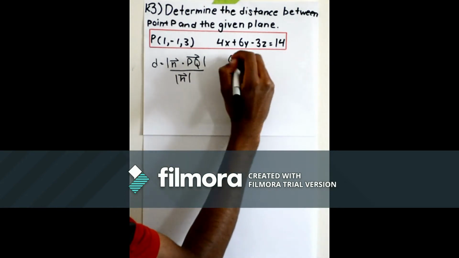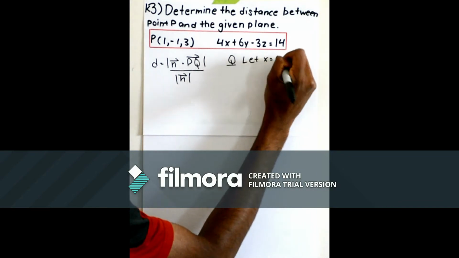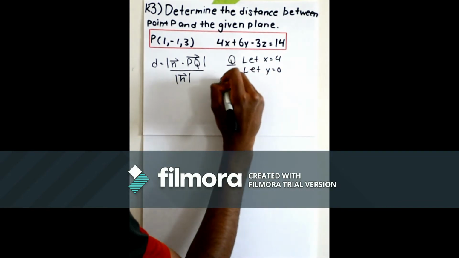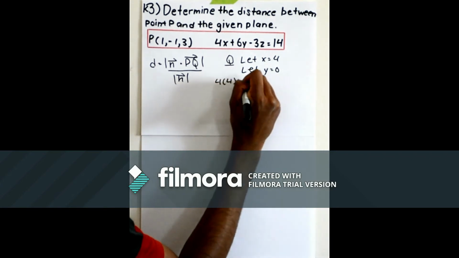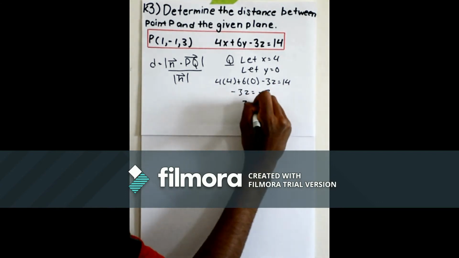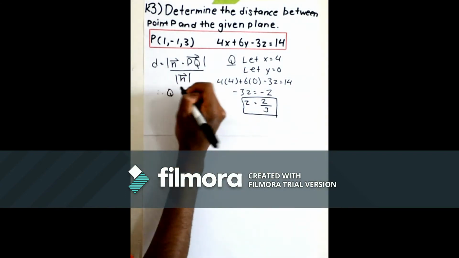So to solve for point Q, we're going to choose arbitrary values for x and y and solve for z by plugging them into our plane equation. Therefore, let x equal 4 and let y equal 0. So we end up with the final answer of z equals 2 over 3.